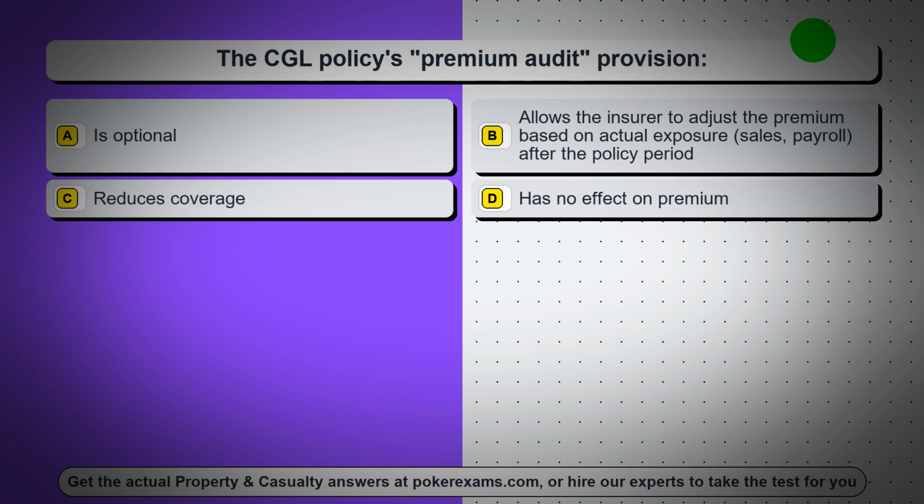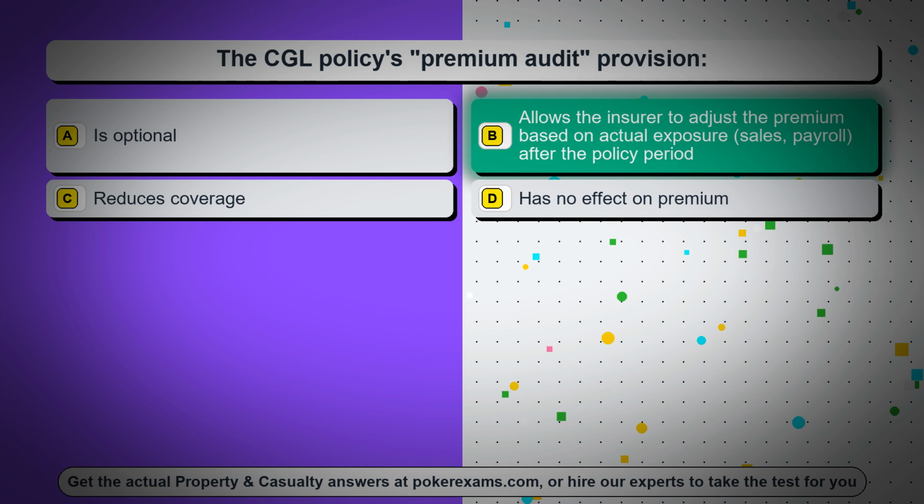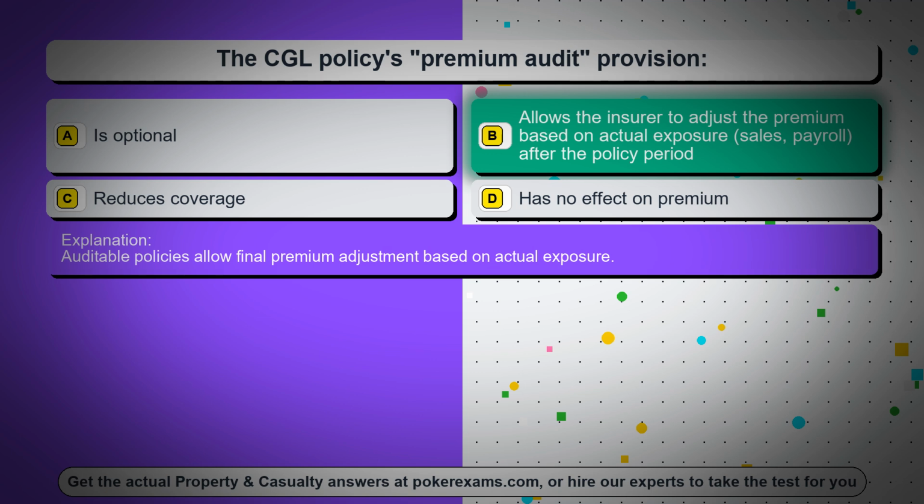Question 60. The CGL policy's premium audit provision, option A, is optional, option B, allows the insurer to adjust the premium based on actual exposure, sales, payroll, after the policy period, option C, reduces coverage, option D, has no effect on premium. The correct answer is option B, allows the insurer to adjust the premium based on actual exposure, sales, payroll, after the policy period. Auditable policies allow final premium adjustment based on actual exposure.